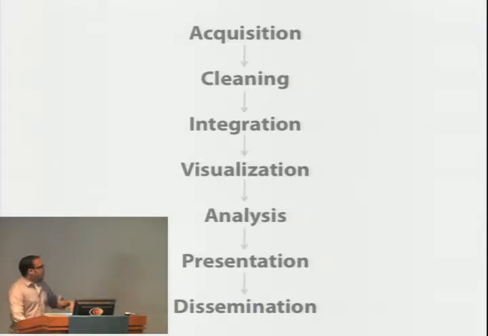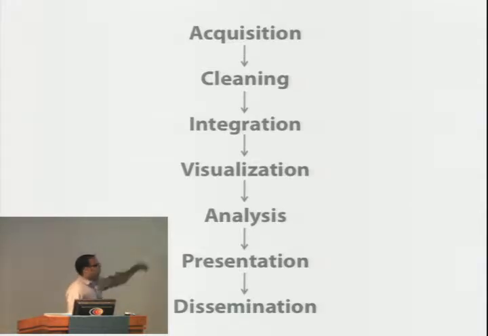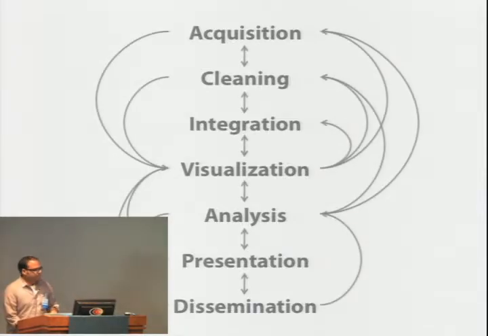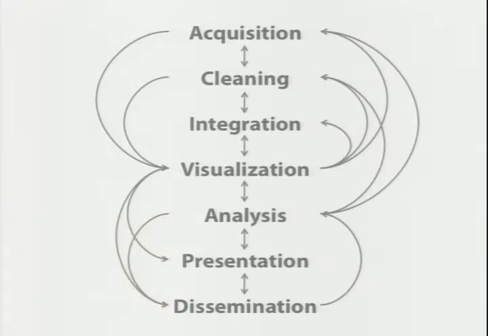And we often think about these tools as working in a pipeline. We start with acquisition, then we clean, then we integrate, and go all the way through. But in practice, what often happens is that there are all kinds of feedback loops. We do a little acquisition, maybe a little cleaning, then we do visualization, then we jump back to integration, maybe back all the way to acquisition. We go around in these loops. And there's human interaction in every one of these loops.